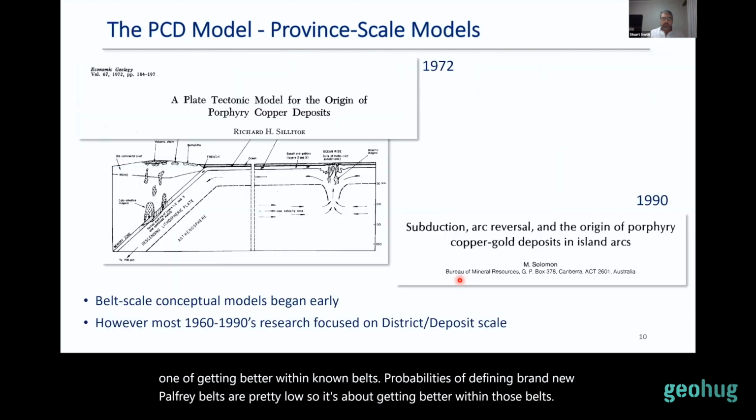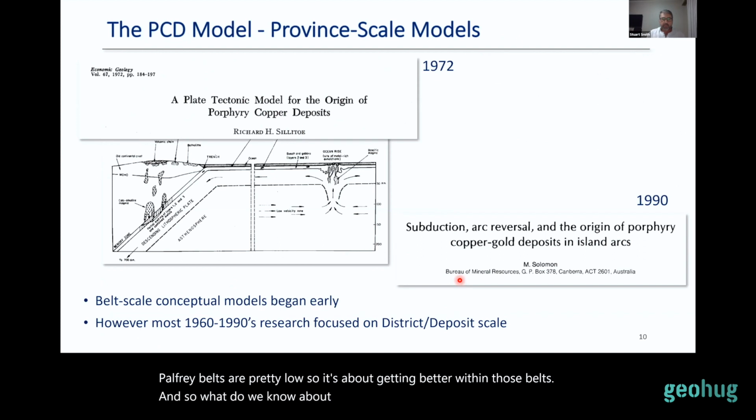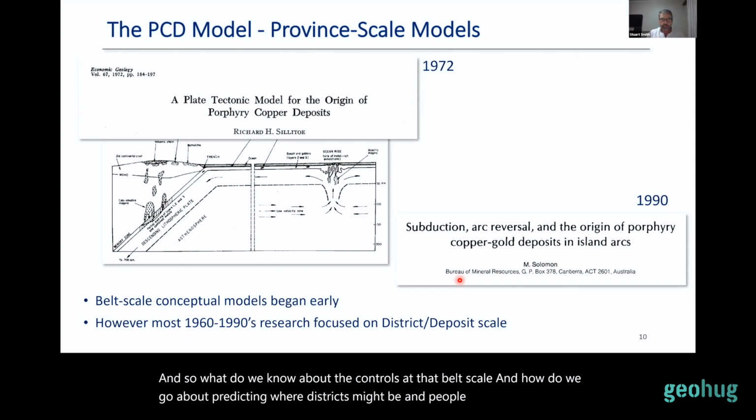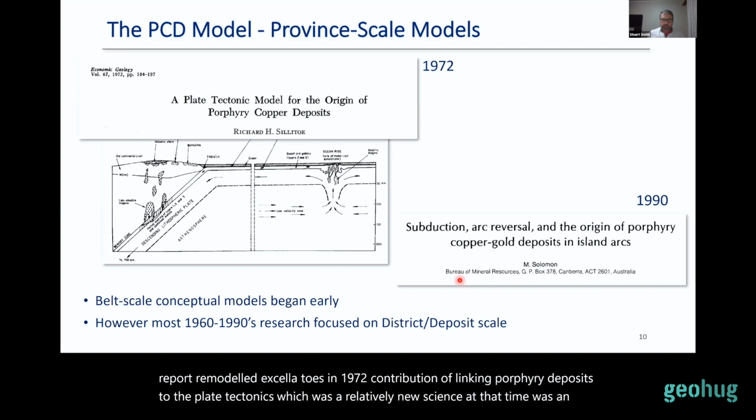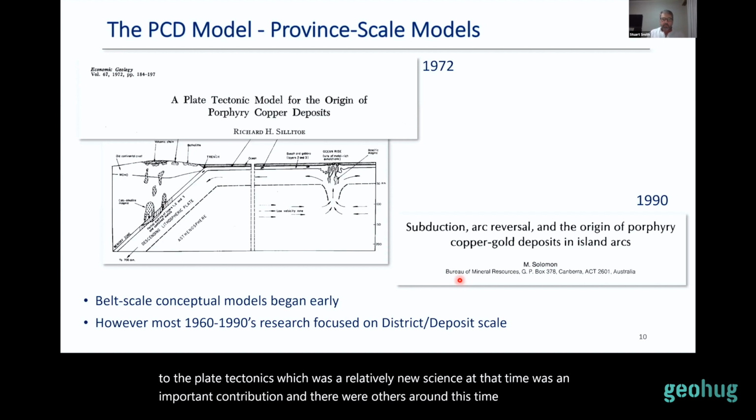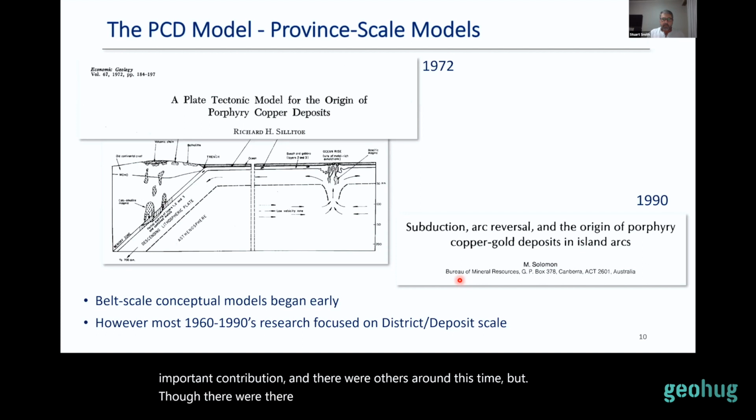And so what do we know about the controls at that belt scale, and how do we go about predicting where districts might be? People started thinking about this scale fairly early in the life of the porphyry research and porphyry model. Dick Sillitoe's 1972 contribution linking porphyry deposits to plate tectonics, which was a relatively new science at that time, was an important contribution.